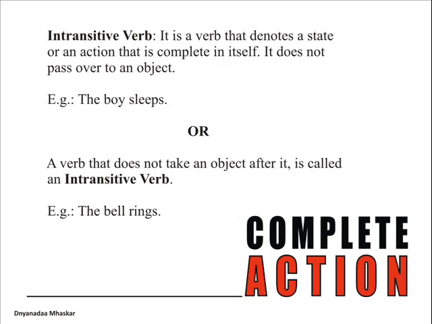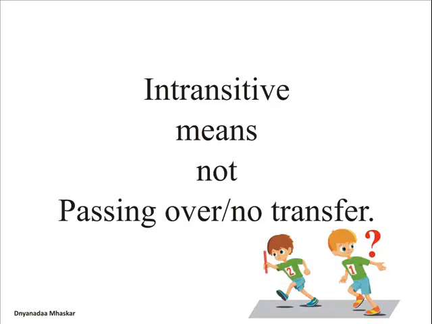What is an intransitive verb? An intransitive verb is a verb that denotes a state or an action that is complete in itself. It does not pass over to an object. Example, the boy sleeps. Or a verb that does not take an object after it is called an intransitive verb. Example, the bell rings. Intransitive means not passing over or there is no transfer.